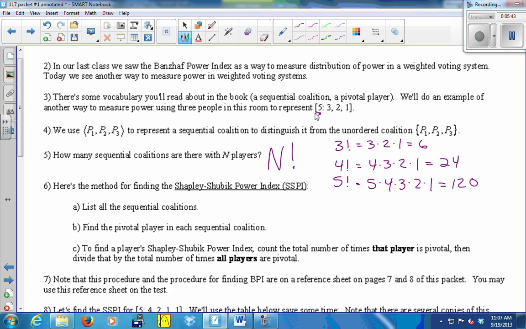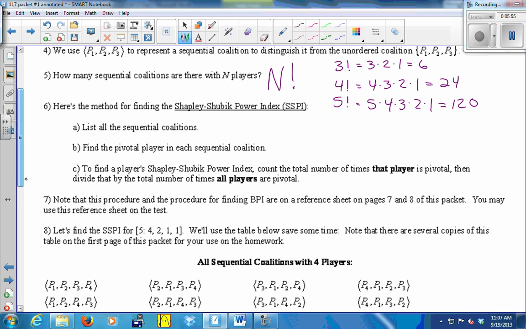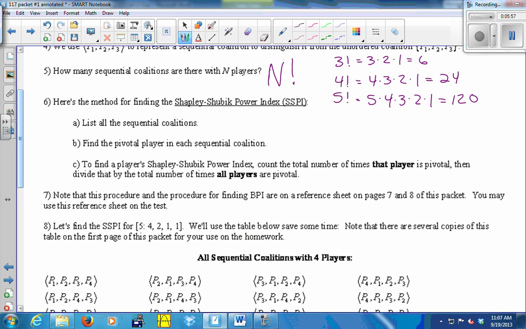So here's a method for finding Shapley-Shubik. The beginning part is different from Banzhaf from last class, but then how we finish is almost exactly the same. The beginning part is list all the sequential coalitions. This is analogous to Banzhaf. Banzhaf had us list all the winning coalitions. So this is a little bit different.